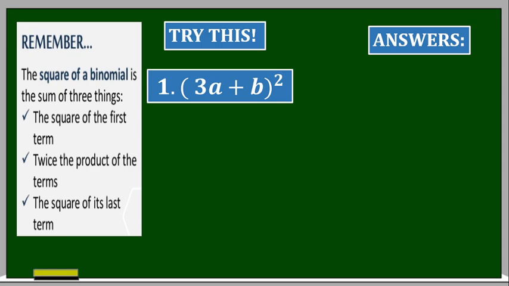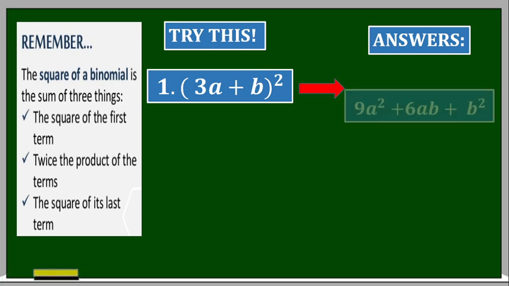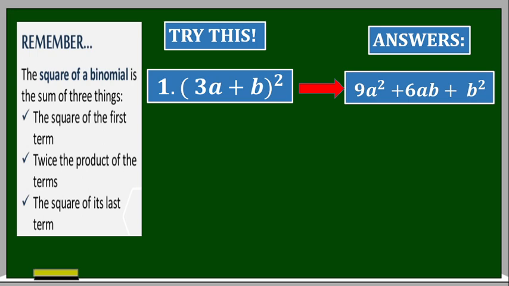Next, twice the product of the terms. So 3 times 1 is 3. You multiply it by 2. So we have 6ab. Okay? 6ab. And then square of its last, b squared. Therefore, we will have a product of 9a squared plus 6ab plus b squared.